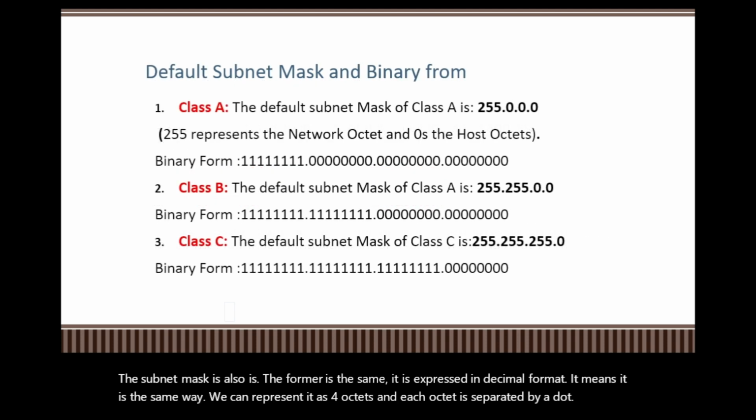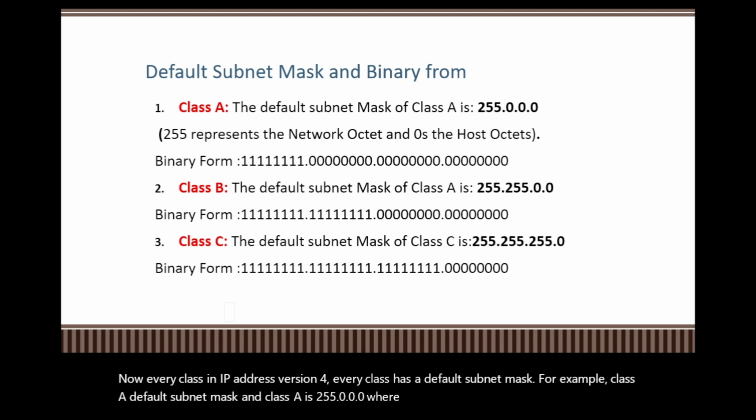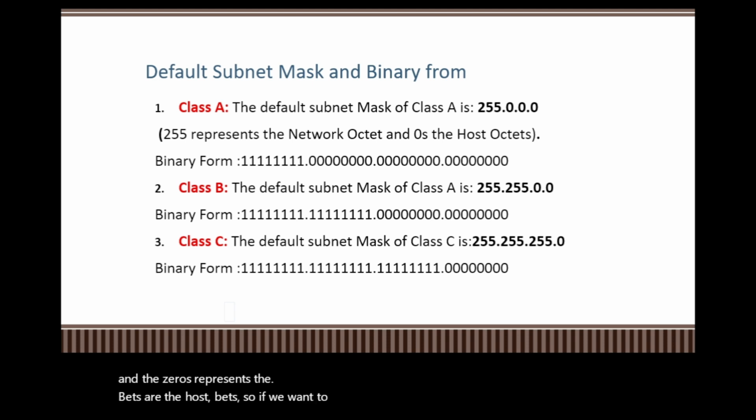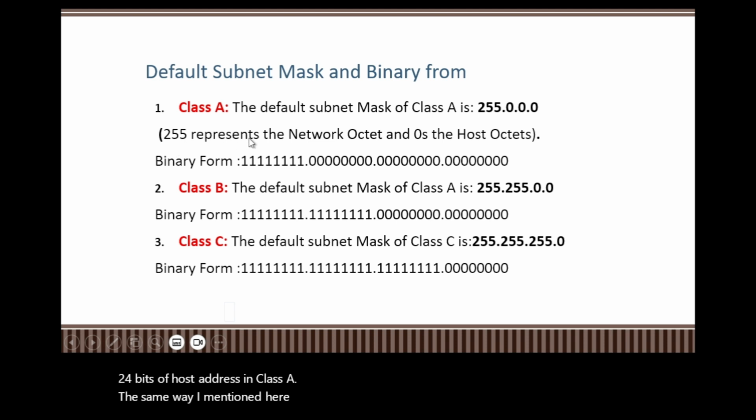Now, every class in IP version 4 has a default subnet mask. For example, the default subnet mask in class A is 255.0.0.0, where 255 represents the network octet, and the zeros represent the host octets or the host bits. So if we want to say bits, we have 8 bits of network in class A and 24 bits of host address. The same way, I mentioned here that 255 represents the network octet and zeros the host octets.